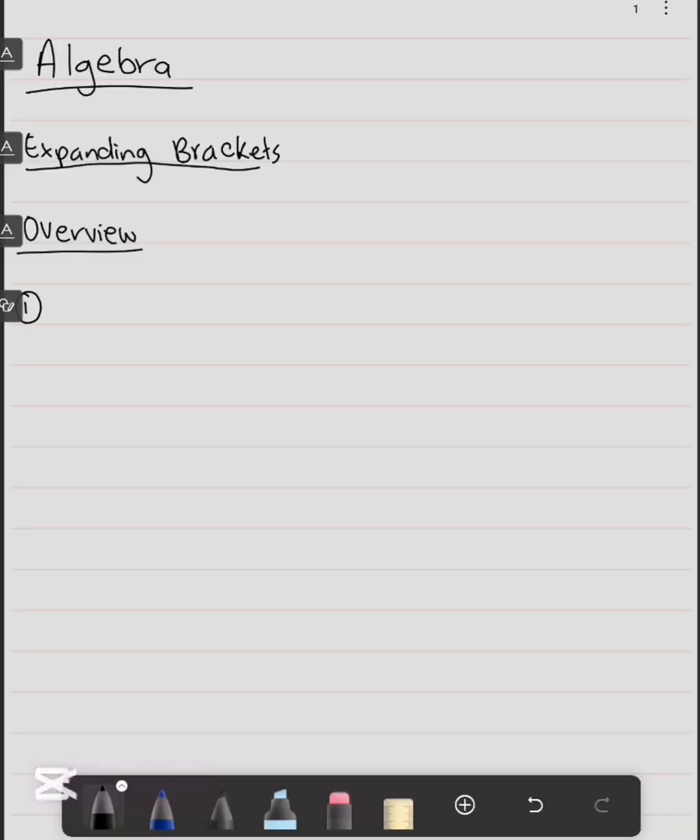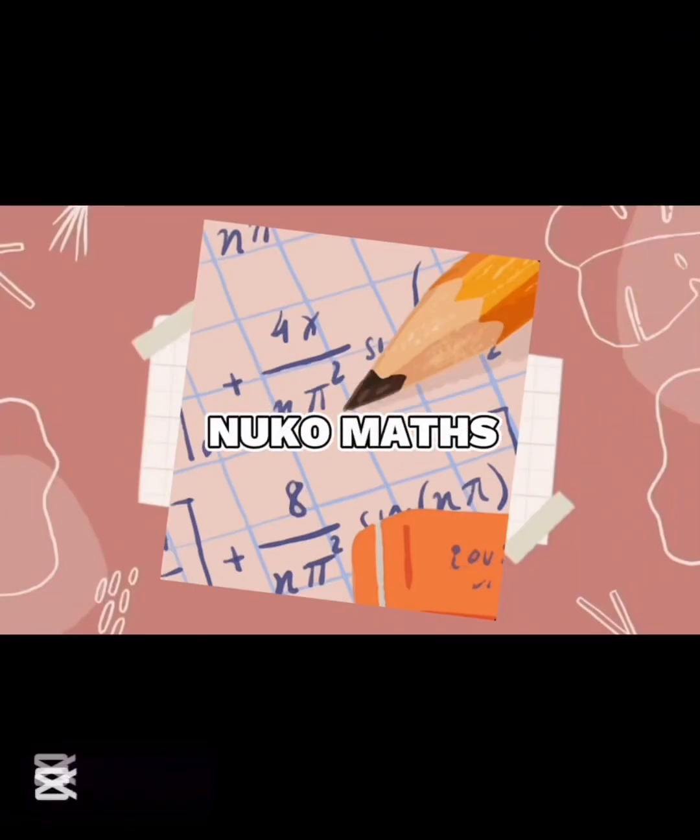Here's an overview for today's lesson. We went over single bracket expansions from easy to harder questions. We then went over double bracket expansions, including something to the power of 2 and something to the power of 3.